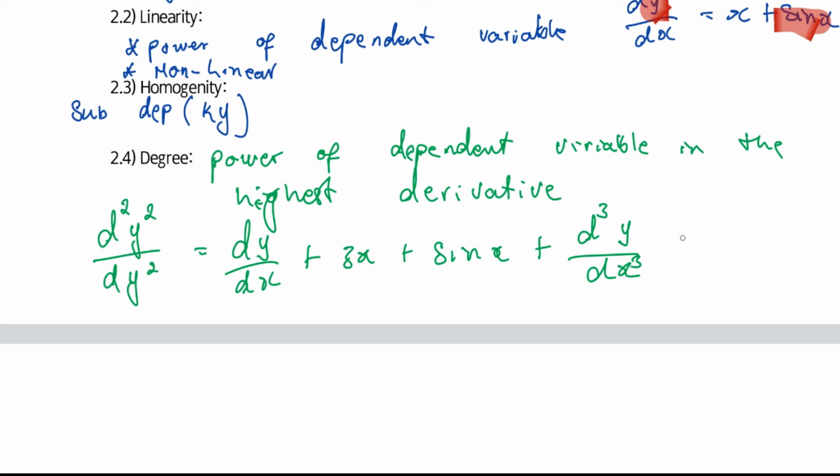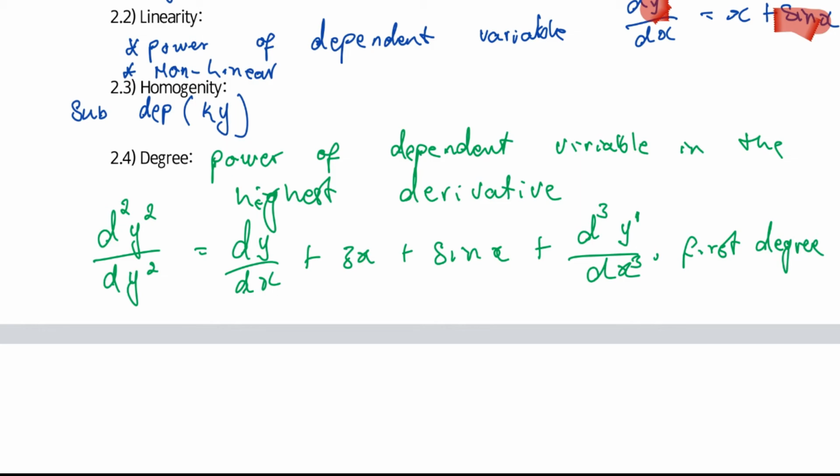We conclude that if this is our highest derivative, therefore the degree of this equation is going to be 1, first degree. You check the power of the dependent variable in the highest derivative. You found that the power of the dependent variable in the highest derivative is 1. Therefore, you are going to say this is a first degree ordinary differential equation.